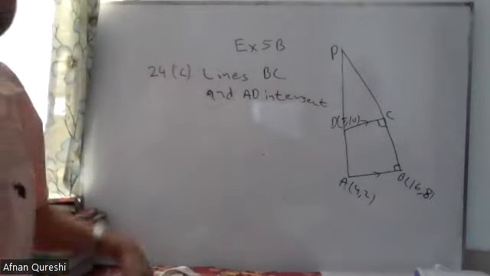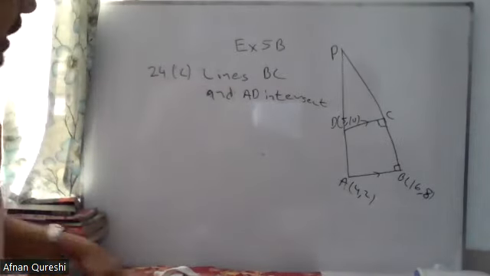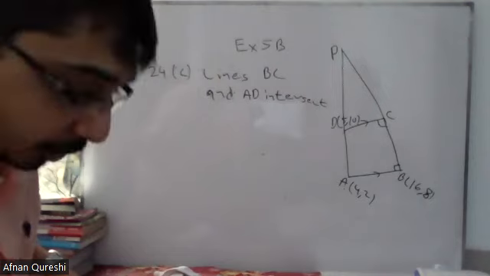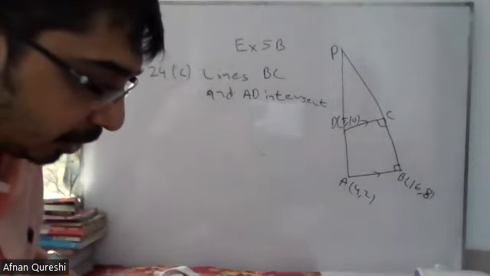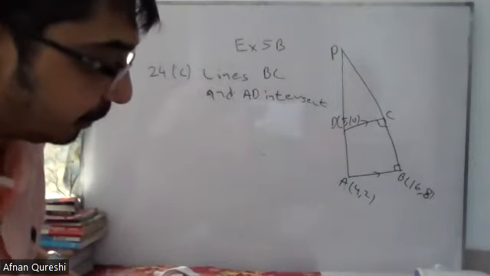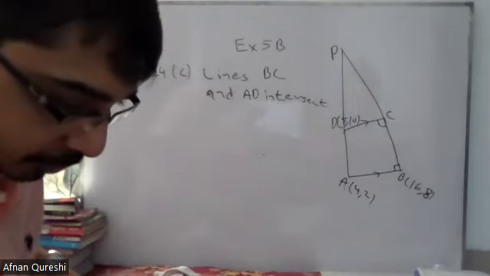So basically, you have to solve simultaneously the equation of BC and the equation of AD. You already found the equation of BC before. Now you have to find the equation of AD.